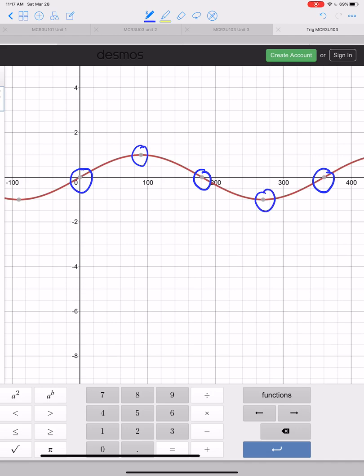Keeping in mind for this sine function, the period is equal to 360 degrees, and the amplitude is equal to 1. So make sure, please, that you know your sine function.